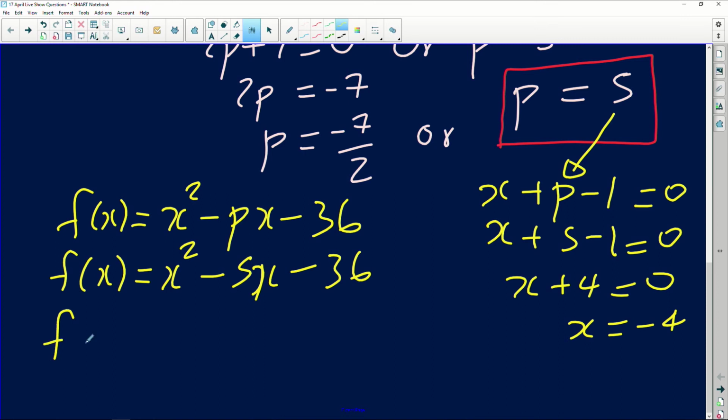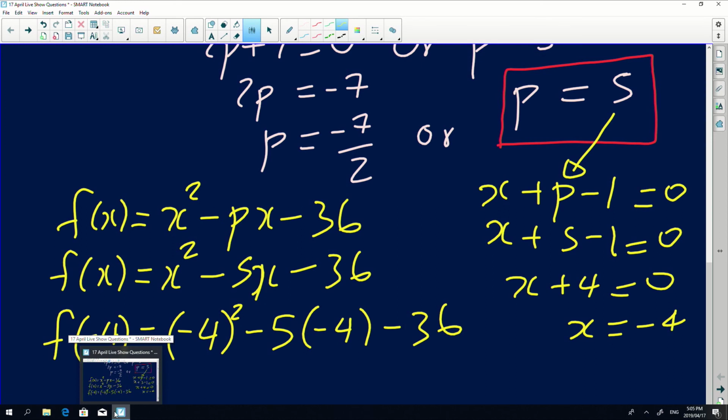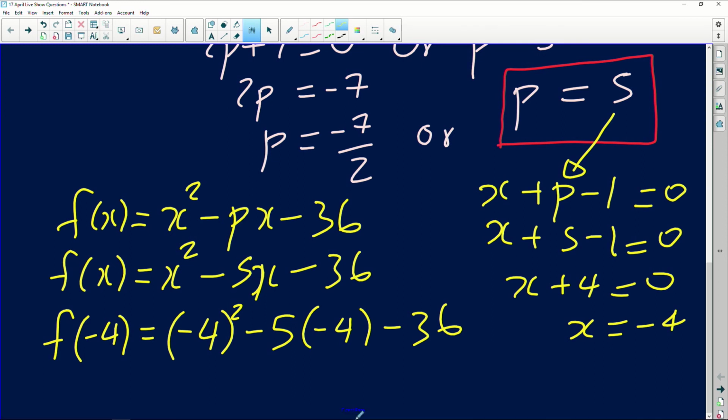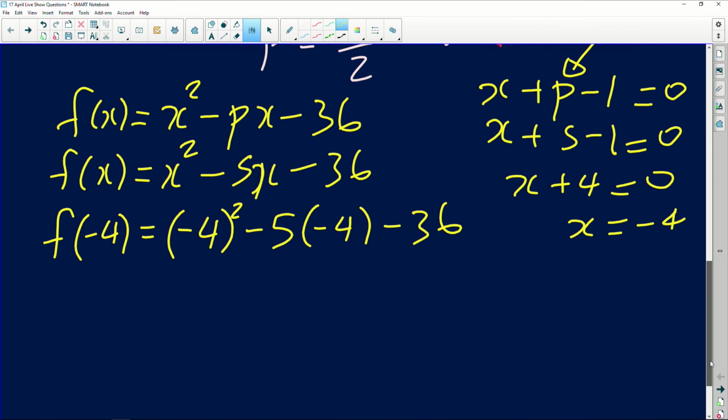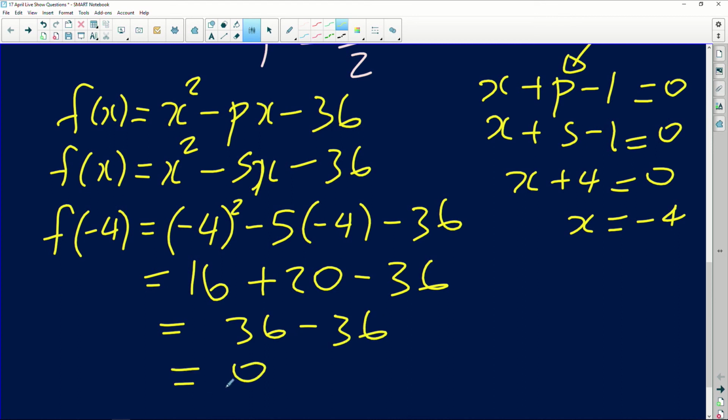So f of negative 4 is equal to negative 4 squared minus 5 into negative 4 minus 36. So let's see what will happen if I use my calculator. Right, it turns out that we don't have a calculator at the moment, but we can obviously try to figure this out without a calculator. Negative 4 squared is just going to be positive 16. 5 times 4 is going to be positive 20, minus 36. 16 plus 20 gives us 36, minus 36. And indeed, we end up with a value of 0.